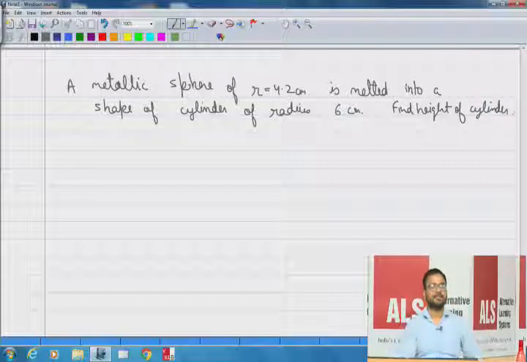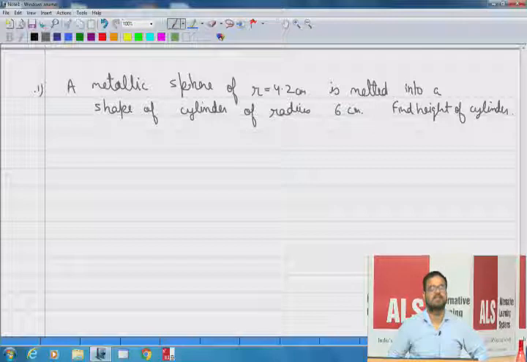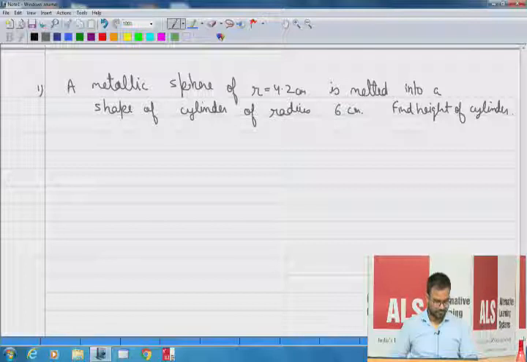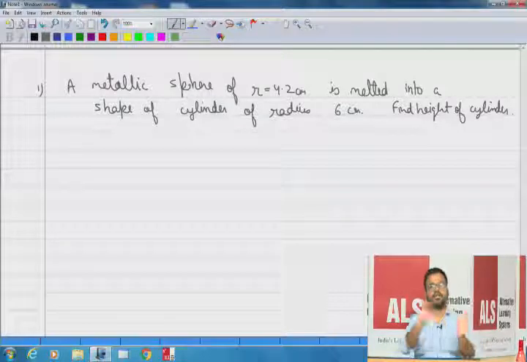It says a metallic sphere of radius 4.2 centimeter is melted and converted into another shape, which is in the shape of a cylinder, and the radius of the cylinder is 6 centimeter. Figure out the height of the cylinder. So just apply the concept that the initial volume is equal to the final volume.